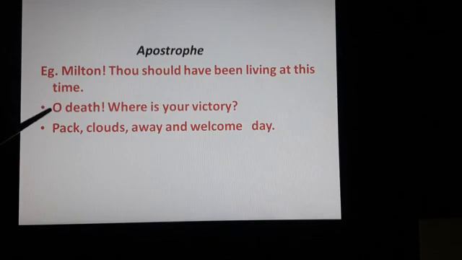Second, O death, where is your victory? Death cannot hear, no life it has. But then it's a direct address. O death, where is your victory? Pack clouds away and welcome day. Clouds, addressing to clouds, telling pack up and go and let the day comes. They come. And so this type of figure of speech, we call it apostrophe. Direct address to the inanimate object or person absent.